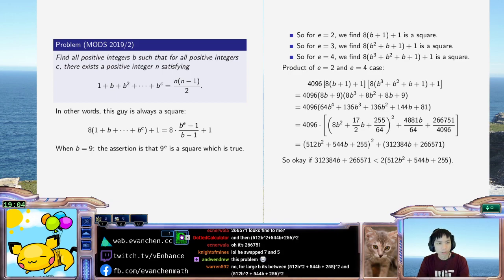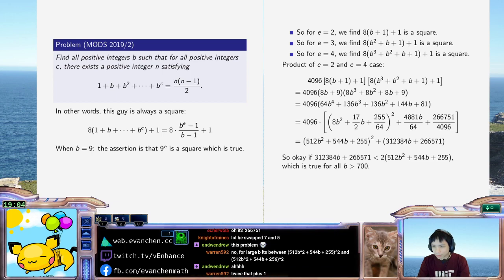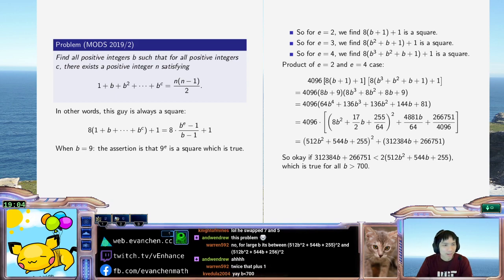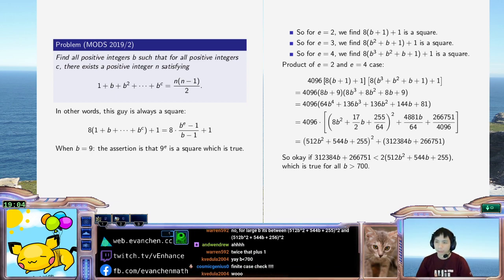So this is true for all b, which is if b is greater than 700, then this inequality will be true. Did I swap 7 and 5? I'm gonna just say that's a typo. Yeah, so it's supposed to check all b at most 700.